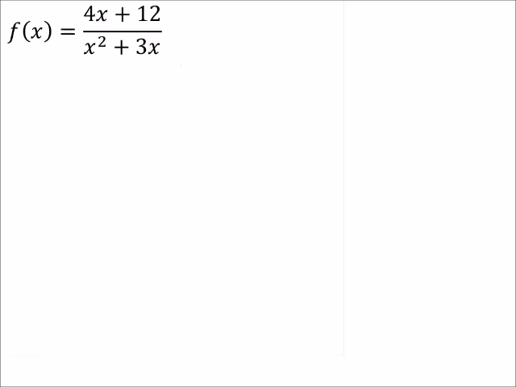So I got 4x plus 12, and both those are divisible by 2, but they're also divisible by 4. So I'm going to factor out a 4 from both of those. And what would I have left over? From the 4x, I would just have the x, and then plus 12 divided by 4 is 3.